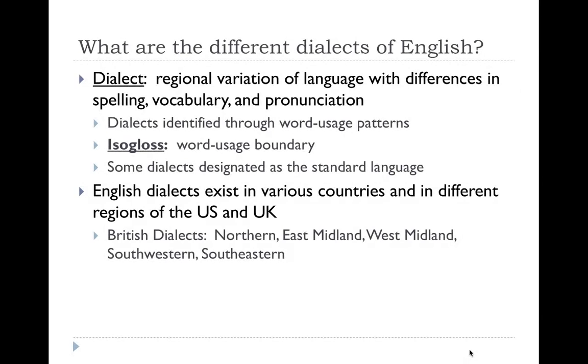When we look at dialects, one can also be designated as the standard language, and we'll get more into the idea of standard language. English dialects exist throughout the world. Different regions in the United States have different dialects. Different regions inside the United Kingdom have different dialects as well. If we look at some of the British dialects, we get Northern, East Midland, West Midland, Southwestern, or Southeastern, and it matters where you live in how you sound.